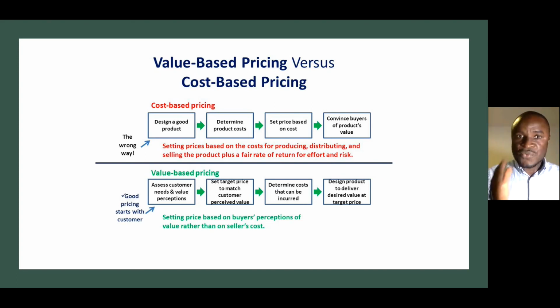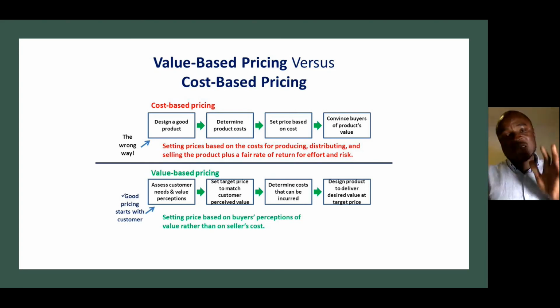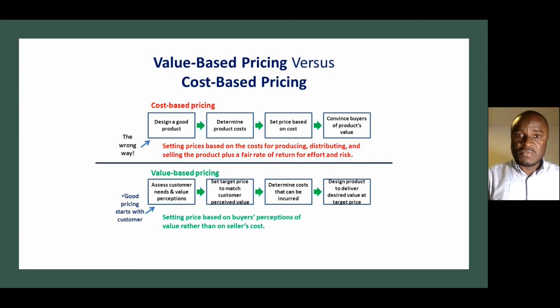Okay. So to summarize, we have two ways, the wrong and the right, or the good way. So when we go to cost-based pricing, in general, this is not a good way. I design a product, I determine a cost, and I set a price, and then I try to convince somebody to buy. It doesn't work too well. And then when I determine the value that the person has for the product, and I set a target price to match the customer perception, what is going to happen?